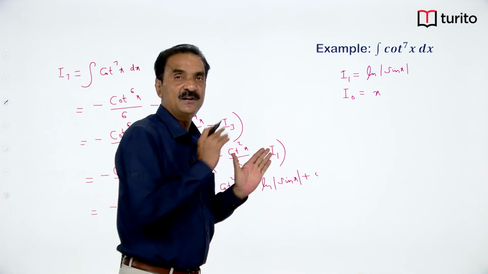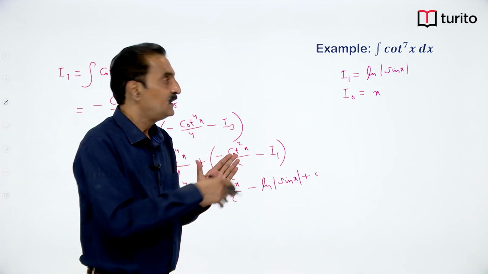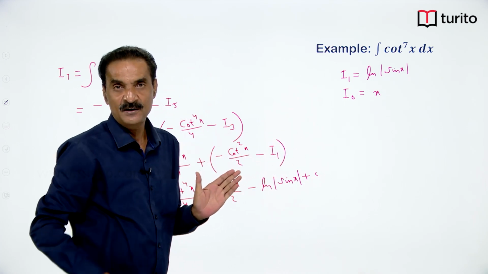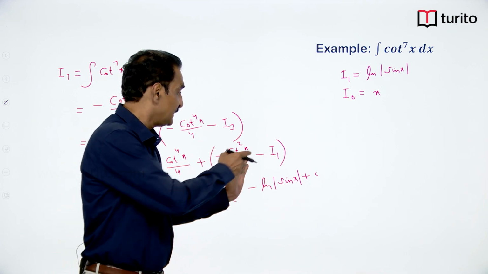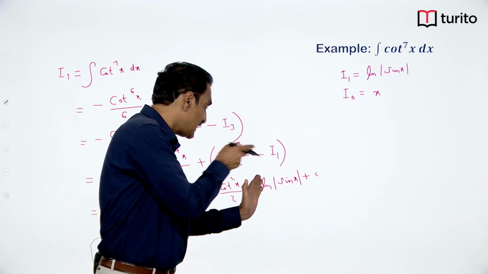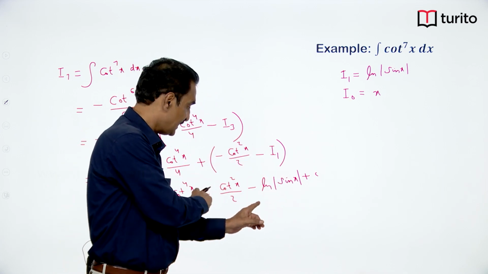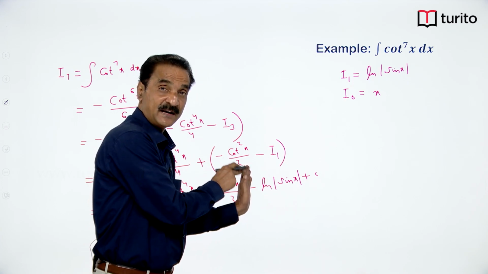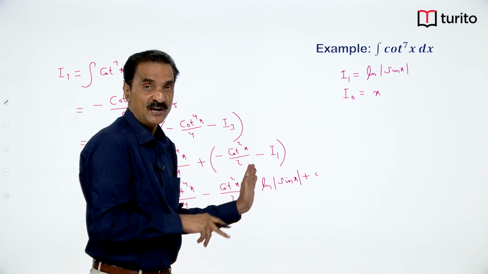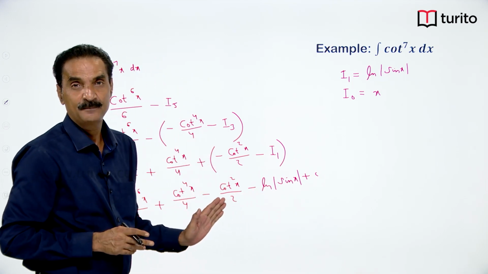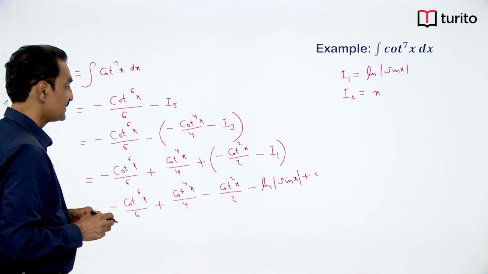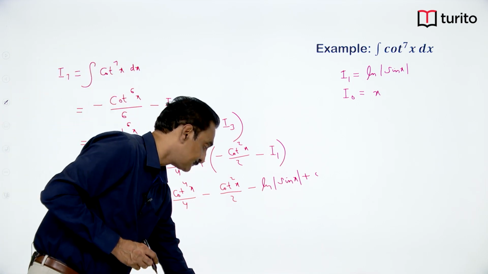After that, if you cannot reduce n further, write the last term I naught or I1 depending on n is even or odd. But one more thing is, for the last term, you should put the same sign as the previous term. The sign of the last term should not be changed. It should be same as the previous term. Okay. Now, let us see one example.